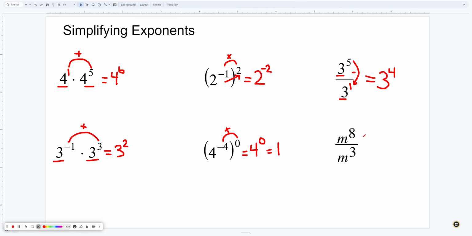So let's try that again on the last one here. Same thing. My bases match. I have an M and an M, which makes my base stay at M. And then we are going to subtract. When we subtract these exponents, we always do top minus bottom, even if it gives you a negative answer. Okay? But in this case, we're going to do 8 minus 3, which gives us a new exponent of 5.